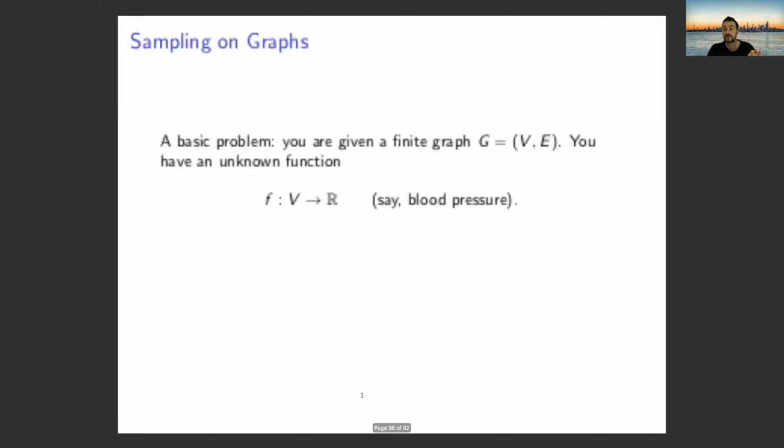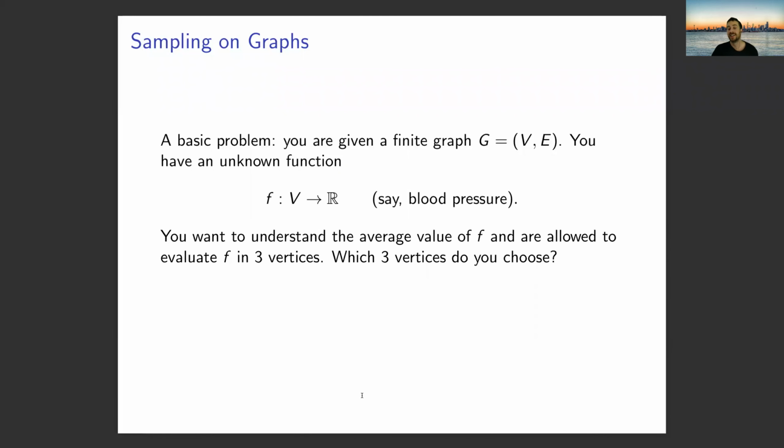Someone gives you a finite graph, and suppose it's unweighted and just basic combinatorial, that's already difficult. And you have an unknown function from the vertices to the reals, for example, blood pressure. And you want to now find the average value of this function over the graph, meaning you want to integrate the function, right? But you can only evaluate the function in 3 vertices. Assuming that the function is somehow connected to the geometry of the graph, meaning the easiest case would be it varies very slowly across edges, what are the 3 vertices that you want to choose? And replace 3 by any parameter you like.